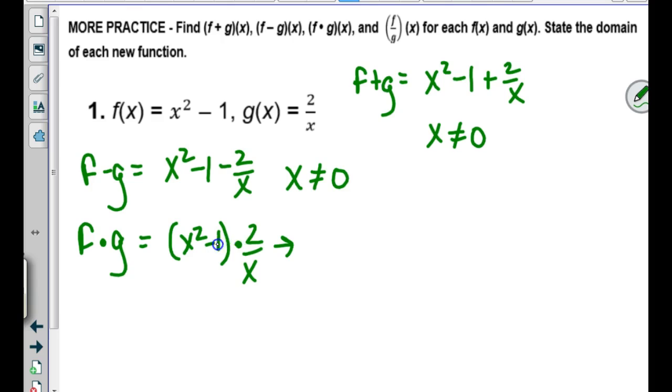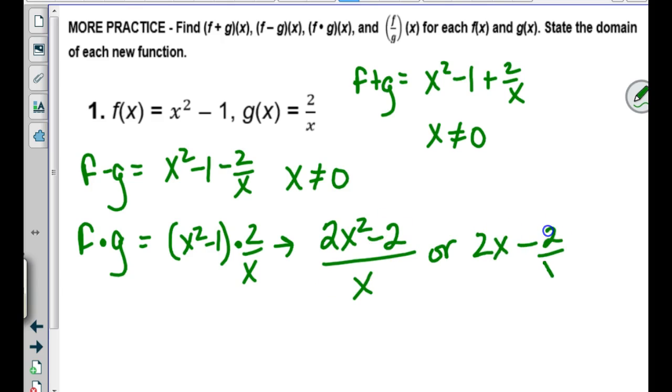If we distributed the 2 across the top, it'll be 2x squared minus 2 all over x. If we divided it separately, what's 2x squared over x going to be? 2x. But this is also over x, so you'd have minus 2 over x. I think I'd just soon leave it like this. Either way, x cannot be 0.